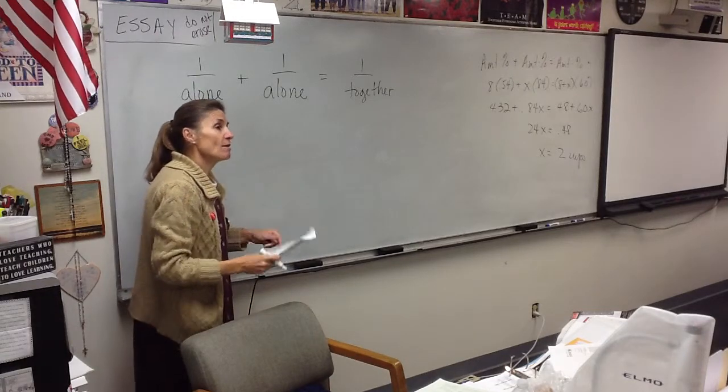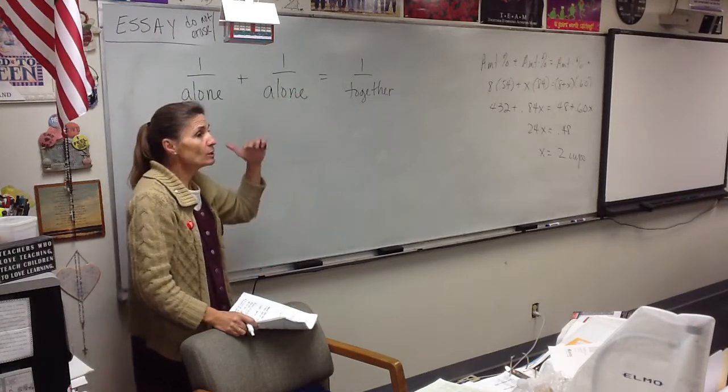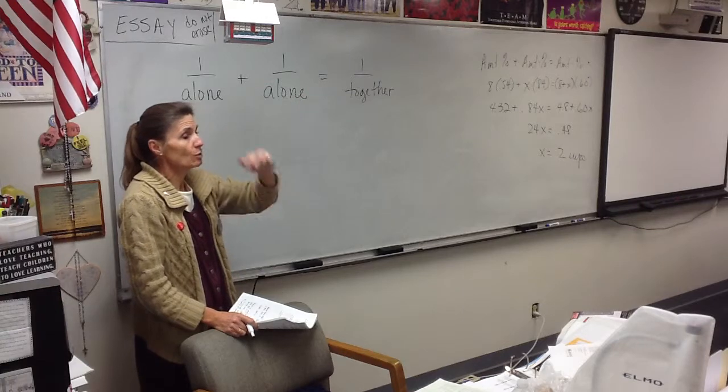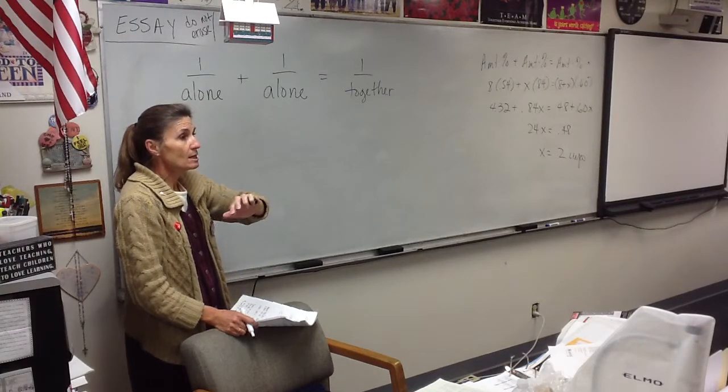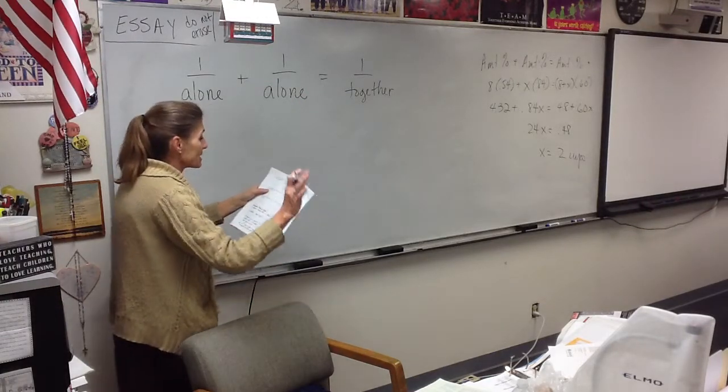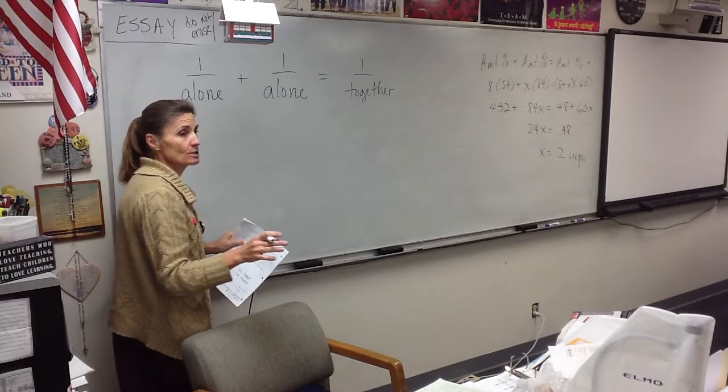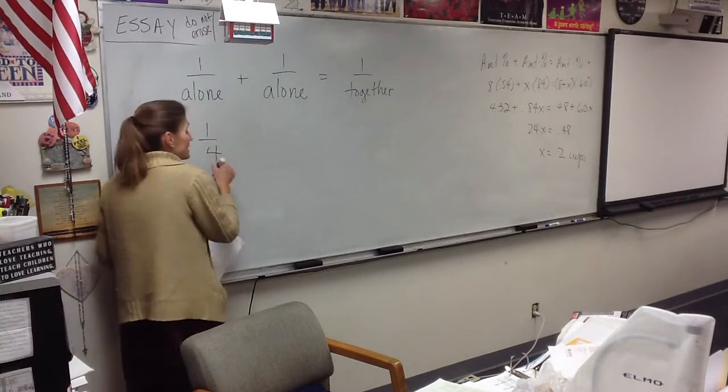So let me show you how this works. We're going to use 1 over alone plus 1 over alone equals 1 over together. So in this problem, Danielle can do it in 4 hours. So I'm going to say 1/4. That's Danielle.